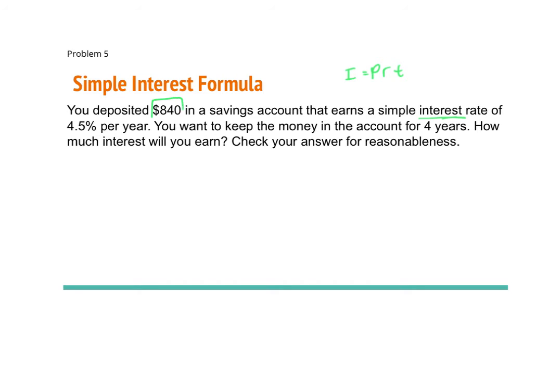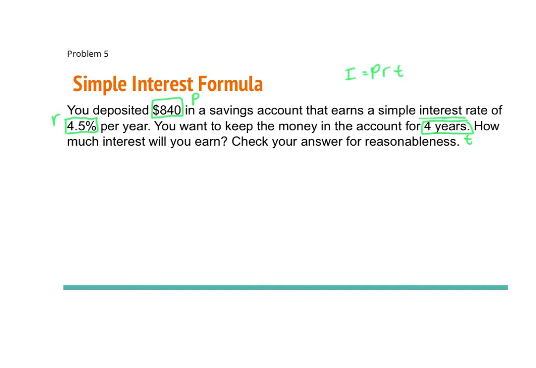So, $840. That is our principal, okay? Because that's what we're depositing. It's always going to be a dollar amount. 4.5%, that is going to be our rate, okay? It's the amount of interest that you earn. It's the rate, okay? And then lastly, our 4 years is our time, okay? It's always going to be in years. If it's not, you have to change it into years. So if it says 12 months, don't put 12 for the time, put 1 year, okay? So put 1.